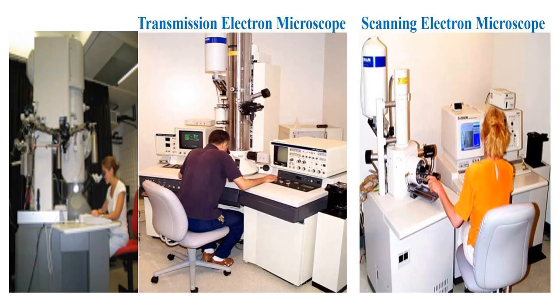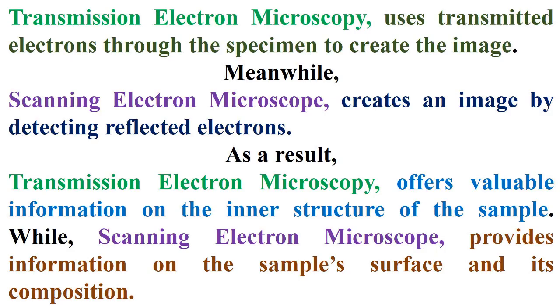Let's make a differentiation between transmission electron microscopy and scanning electron microscopy. The main differences between transmission electron microscopy and scanning electron microscopy are: transmission electron microscopy uses electrons transmitted through the specimen to create the image, meanwhile, scanning electron microscopy creates an image by detecting reflected electrons.